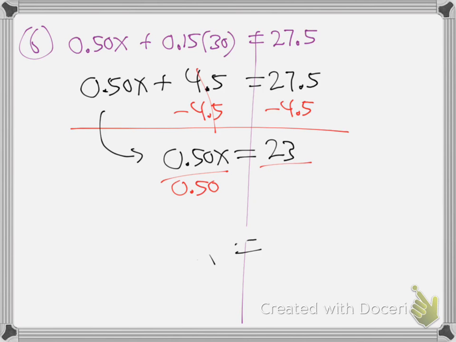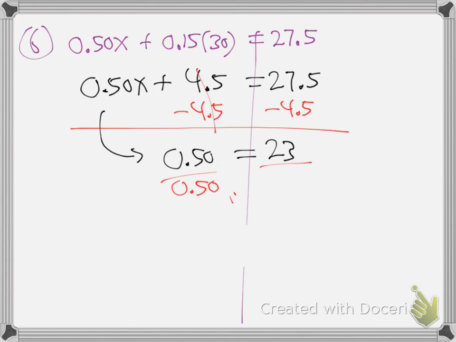Not the X itself. By the way, that's the other mistake that I see sometimes. I'll see people go like that. Why? I don't want the X there. Because that would make the X cancel out. I don't want X to go away. I just want the 0.50 to go away.